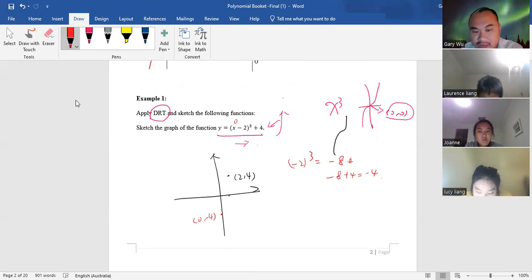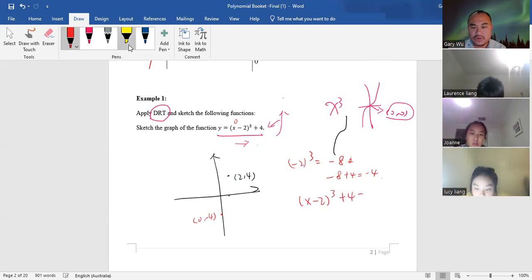And how do we find the x-intercept? Joanne, how do we find the x-intercept? Make y equal to 0, so (x - 2) cubed + 4 = 0. How do we solve this equation? Move 4 to the other side, so (x - 2) cubed equals -4. And then get rid of the cube by doing a cube root.